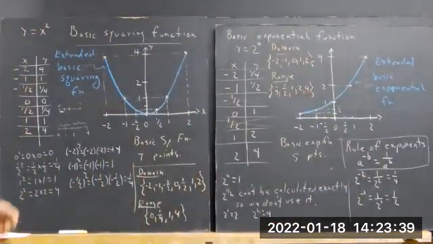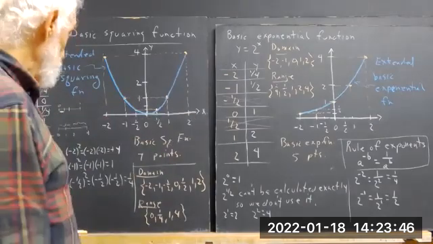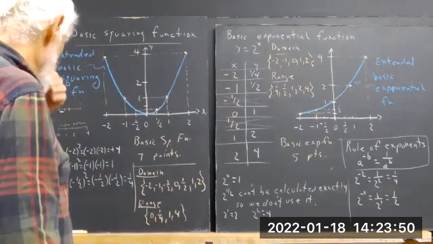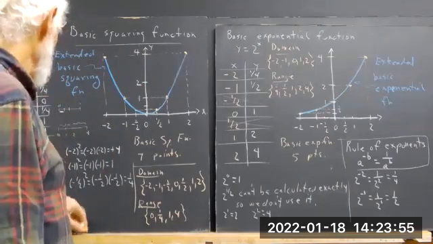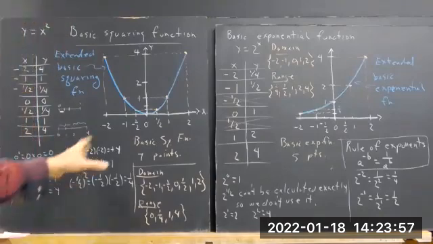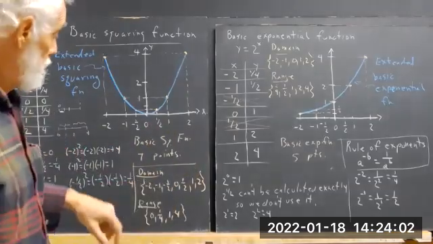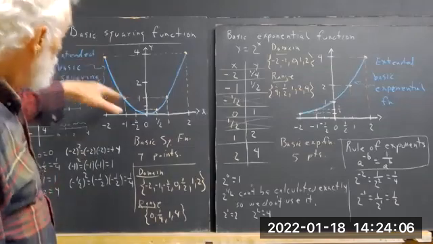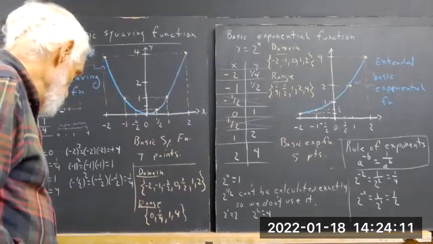Now, the domain of the extended basic squaring function consists of all the numbers from -2 to 2. The range consists of all the numbers from 0 to 4. I don't have room to write all that up, but I will after I've done a couple of other things. So there's a domain and a range. And the domain and the range are not sets of points this time. They're intervals.